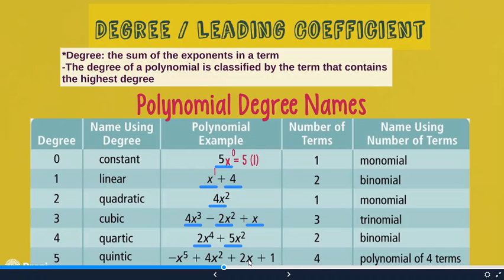This term, the exponent on the x is secretly a 1, so it's degree 1. This one, the exponent is 2, so it's degree 2. And this term, the exponent is a 5, so it's degree 5. So the degree of the polynomial is the highest out of all 4 of these, which is x to the 5th. So it's a degree 5, and the special name, this one's my favorite, it's called a quintic.